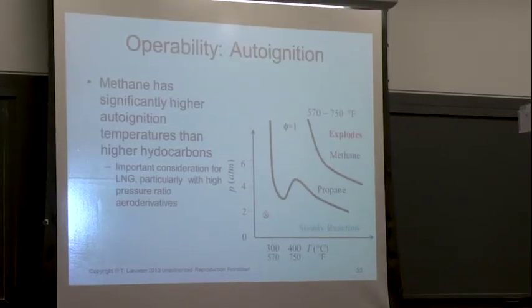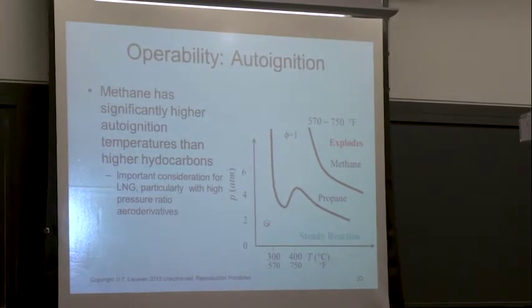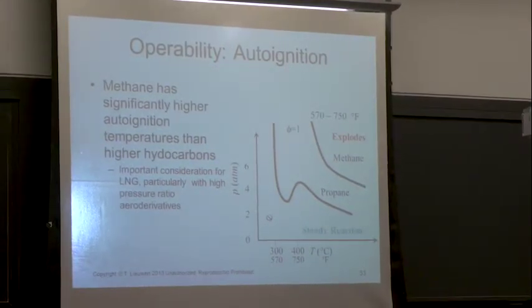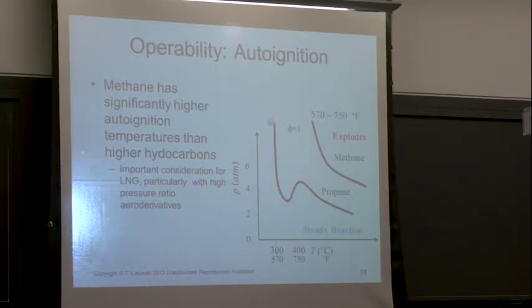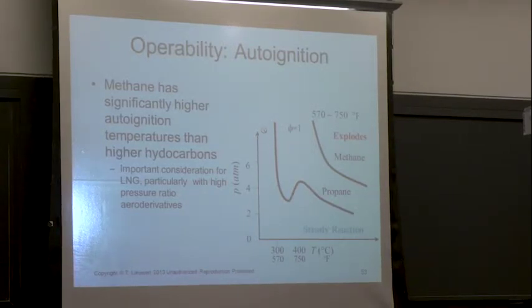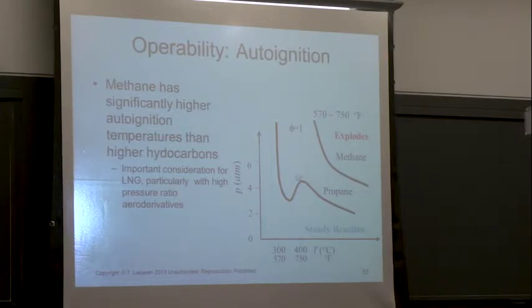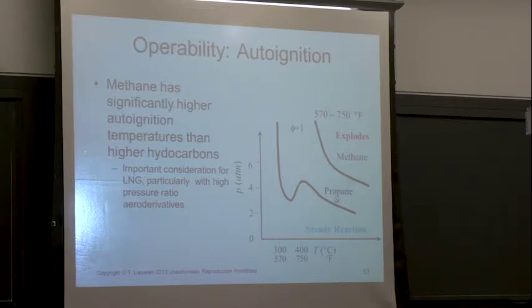And sort of the major point I wanted to leave you with is that this is an explosion diagram. You'll have all seen this before. You've seen the explosion diagram for hydrogen, which has got the interesting S curve. This is the explosion diagram for methane. And if you're in the upper right corner, you're going to explode. If you're in the lower left corner, you're not. And it just shows you that propane auto-ignites a whole lot easier than methane.